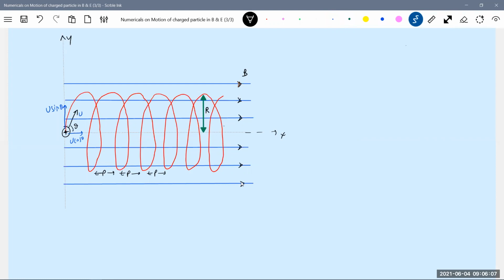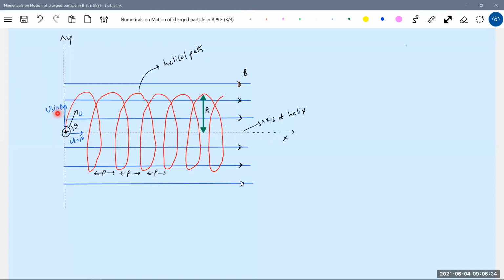So what is the radius of the helical path? And this is called the axis of the helix. So this, what is the path? You have to call this a helical path. Now, what is the radius of the helix? The radius of the helix depends upon the component which is perpendicular to the magnetic field.